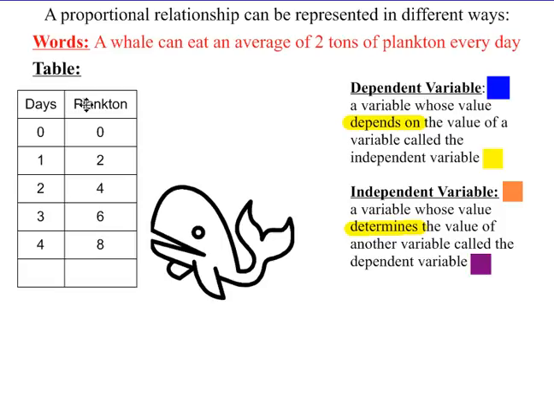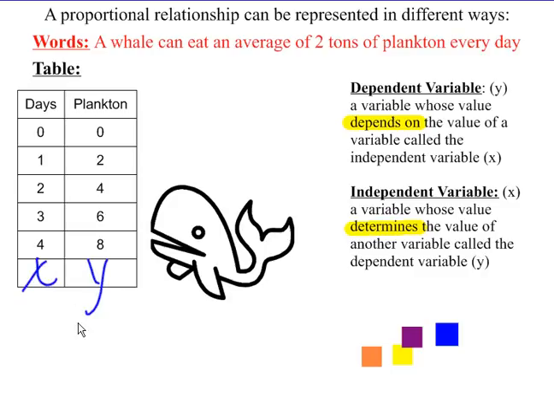Well, if we think of days and plankton, one thing that depends on the other is plankton. Plankton depends on how many days. How many tons of plankton depends on how many days. So we're going to say that the dependent variable is y. So we're going to put a y here underneath plankton. Now, the independent variable then would be the other one, the variable that determines the value of the dependent variable. So we're going to call this x.